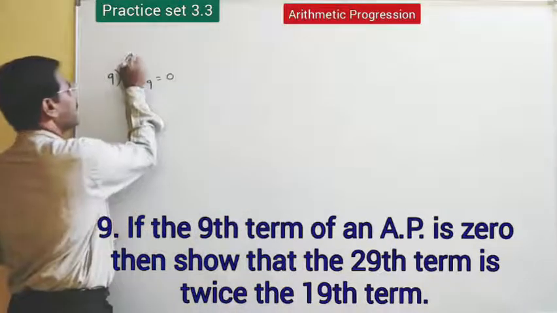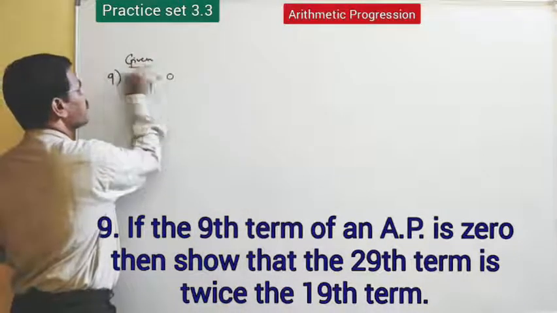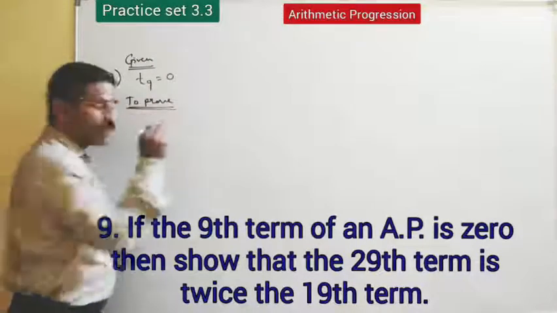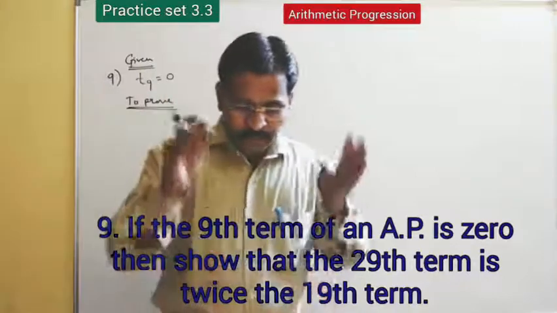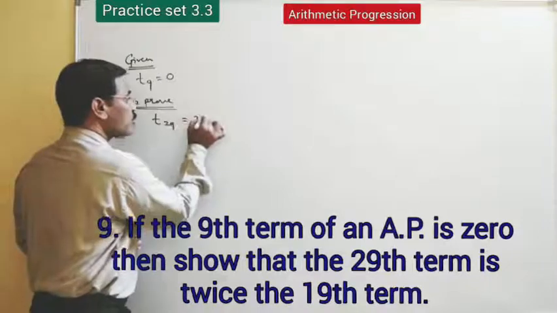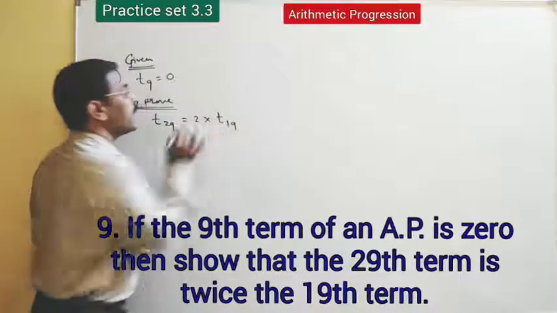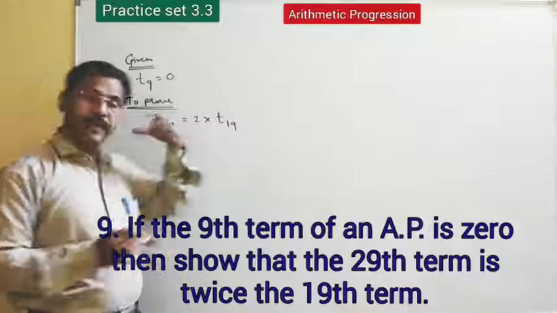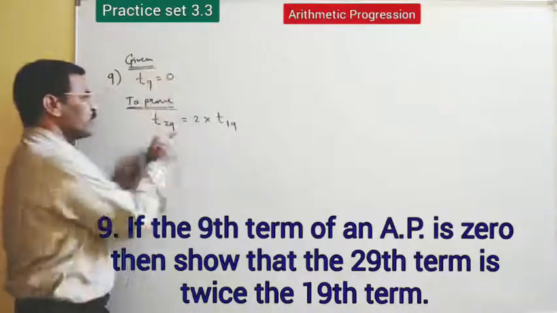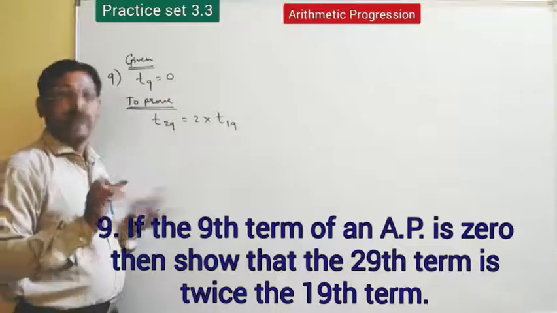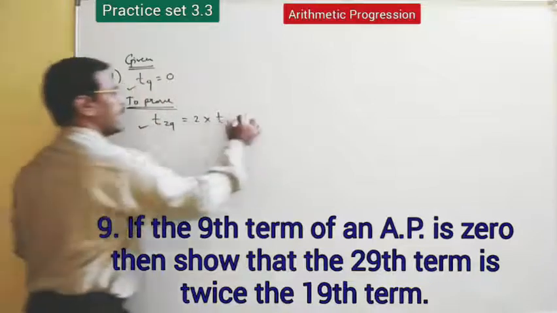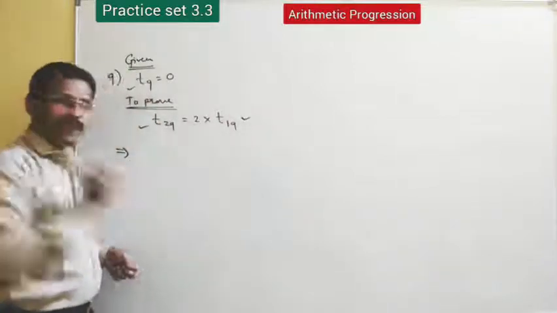See here, I'll write here it is given. So what we have to find or to prove? We have to prove something. What is that? The 29th term is twice that 19th term. This one we have to prove here. What we know, 9th term is 0, then we have to prove this one. Okay, let's see here. We have to find T9, T29 and T19 using that Tn formula.